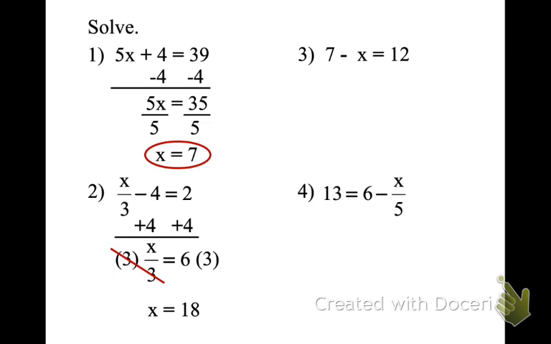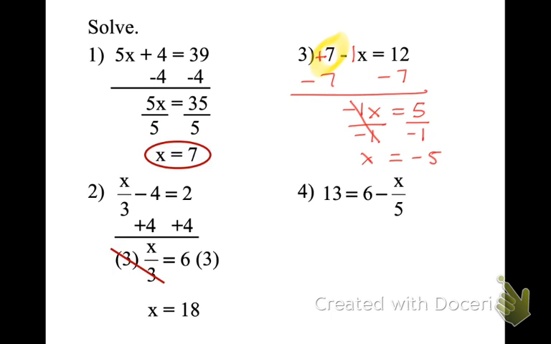Now check your work. The first thing we have to do, now I know 7 doesn't have a sign, but it's a positive, so we have to undo that 7 first. And this is like a negative 1x. So we're going to subtract 7 from both sides. I'm left with negative 1x equals 5. Now I have to divide both sides by negative 1, and x is equal to negative 5.